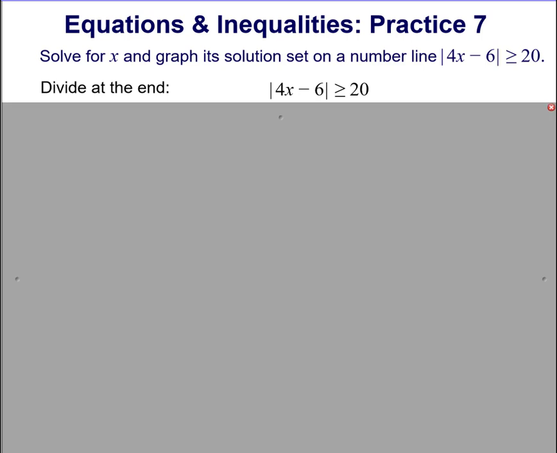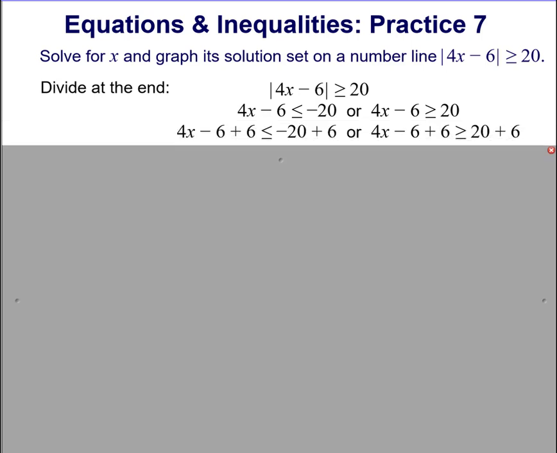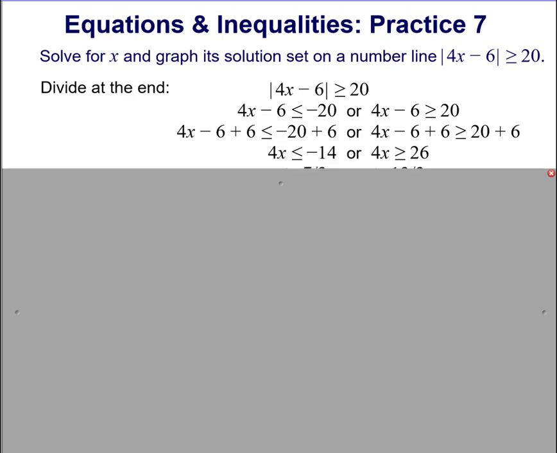So we're going to do the two scenarios where we first divide at the end. So I'm going to go ahead and set this up where I have 4x minus 6 is less than or equal to negative 20, or 4x minus 6 is greater than or equal to positive 20. I go ahead and add 6 to both sides. So here we're adding 6. We see that these are going to cancel out, and negative 20 plus 6 is going to leave me with negative 14. And I do the same thing with this scenario where I have positive 20.